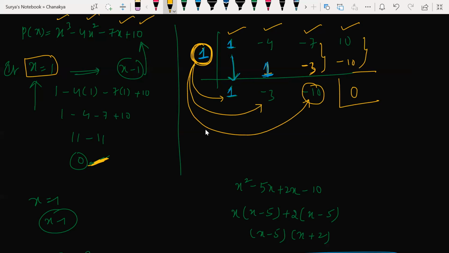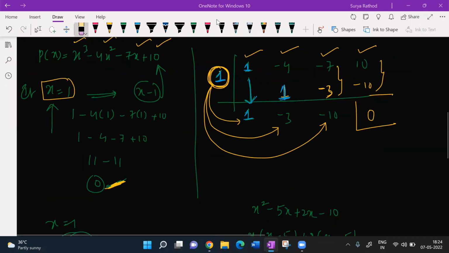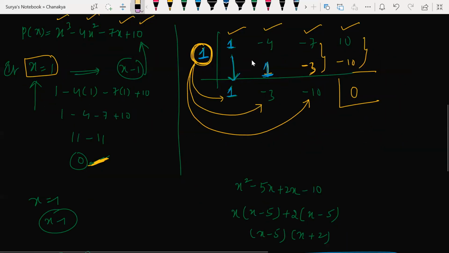Sir, instead of doing all the steps on the left side, we can do it simply by this process on the right, sir? Yes. So I am making that cubic polynomial into a quadratic polynomial. Sir, why are you making it into a quadratic polynomial? So that I can factorize it very easily by using the splitting middle term method.